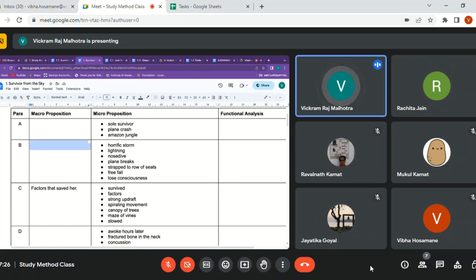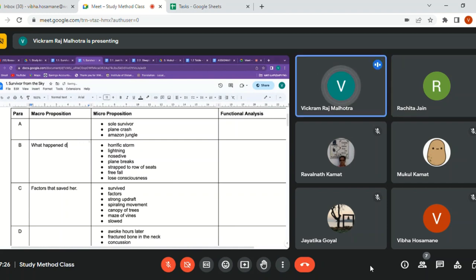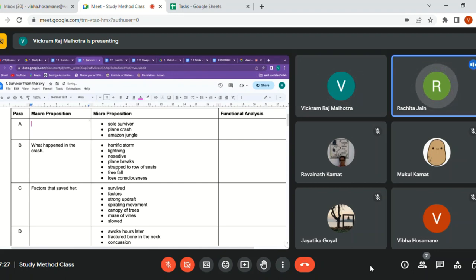Horrific storm, lightning, nosedive, plane brakes, strapped to row of seats, free fall, lose consciousness. What is this paragraph about? What all happened? Like, very good. What happened in the crash? And Yashasvi, can you also tell me what paragraph A is about? That she survived it. Yeah.